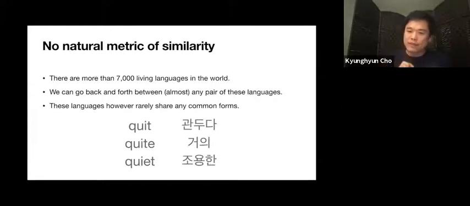So taking the exact same example of three words, quit, quite, quiet from the previous slide, let's look at their translations in Korean. Quit can be translated into 관두다. Quite can be translated into 거의. Quiet can be translated into 조용한. And you do see how arbitrary this choice of words, letters, writing systems, and even pronunciation are. However, those three pairs are exactly the same thing, just written in two different languages.